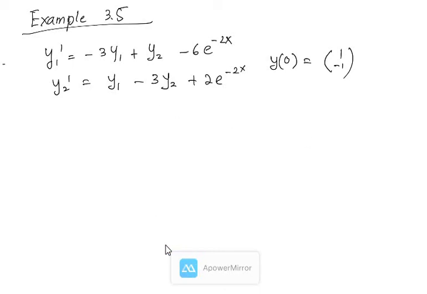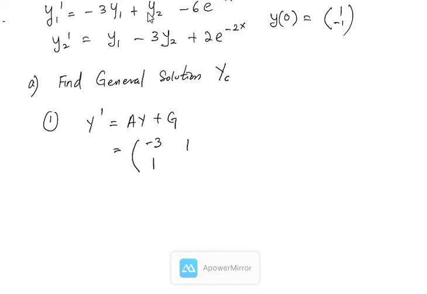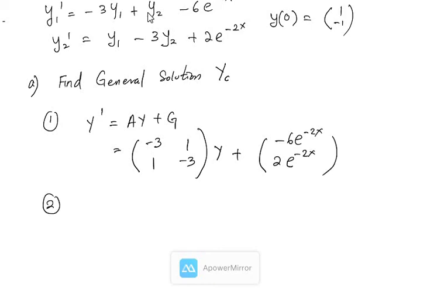First of all, you need to find the general solution, that is the yc, for the homogeneous part first. In order to find the general solution, the first step is the matrix form of y prime equal to Ay plus g. So A from this question is minus 3, 1, and then 1 and negative 3, times y, plus g. G is minus 6 exponent negative 2x and 2 exponent negative 2x. Second is to find the eigenvalues and the eigenvectors.